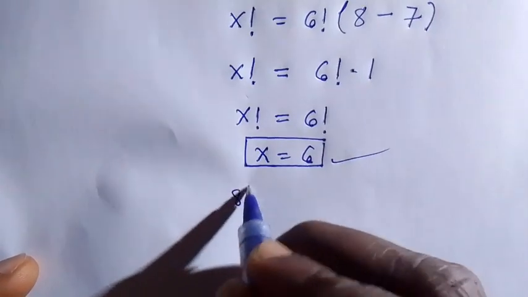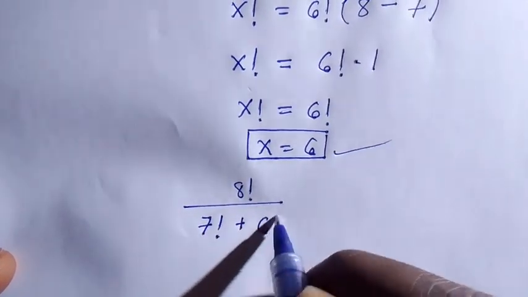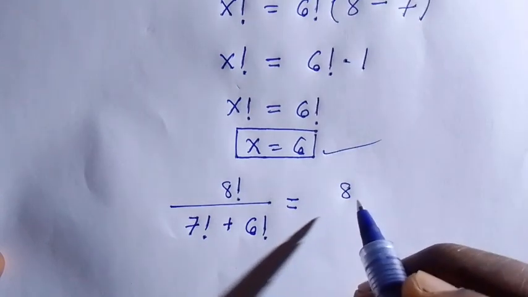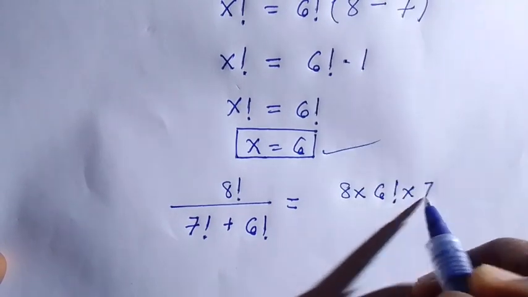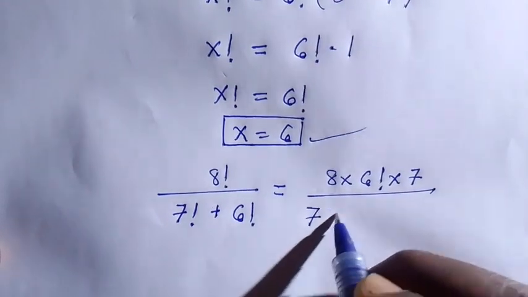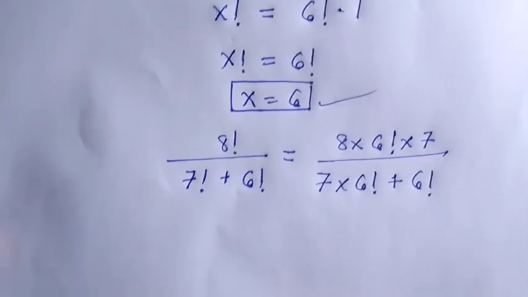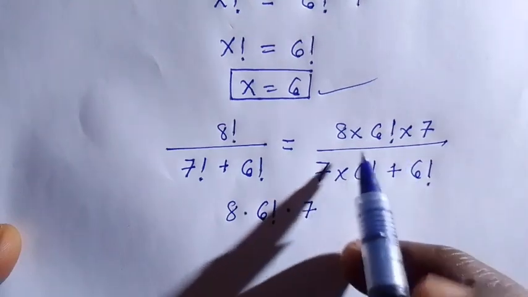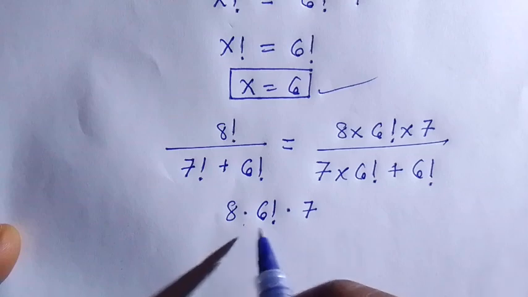So let's try to verify that. Suppose we have 8 factorial divided by 7 factorial plus, replacing x with 6 factorial. We want to show that this equals 7. To prove that, we write 8 factorial as 8 multiplied by 6 factorial multiplied by 7, divided by 7 factorial, which we can write as 7 multiplied by 6 factorial, then plus 6 factorial. Something is common, but before that, we have 8 multiplied by 6 factorial multiplied by 7. The dot here is still multiplication, provided that you place it in between, not down.